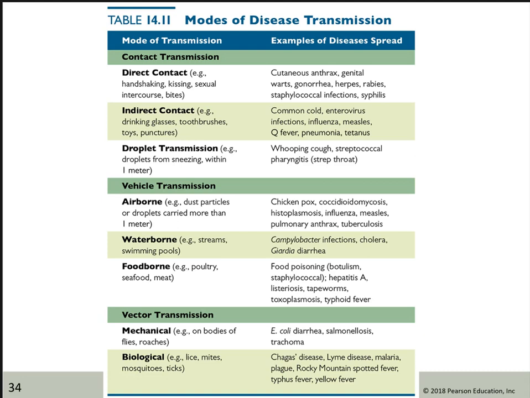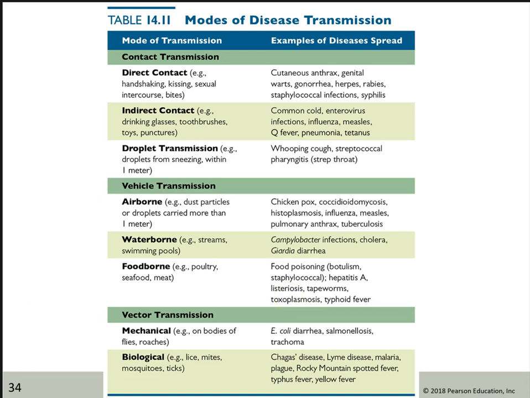Then there's vehicle transmission. Vehicle transmission requires something else to transmit the microbe from one host to another. And that can be airborne, like dust particles or droplets. And we saw droplets up here as well. Many different diseases can be airborne. There's waterborne diseases that can be passed in contaminated water, like Campylobacter or cholera or Giardia. And then foodborne diseases that can be transmitted from contaminated food, like food poisoning or hepatitis A, listeriosis, etc.